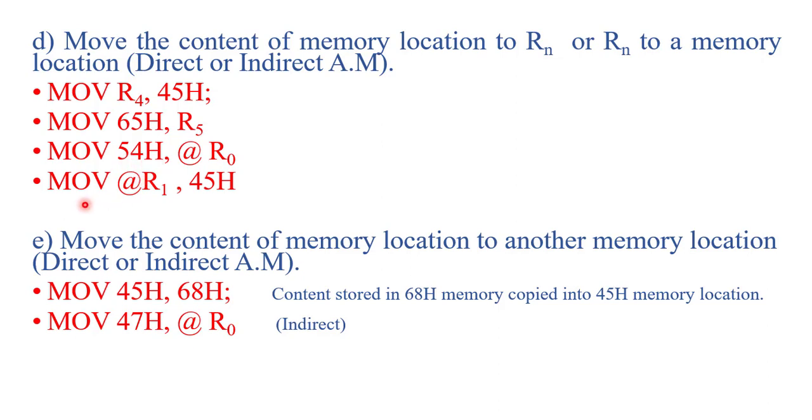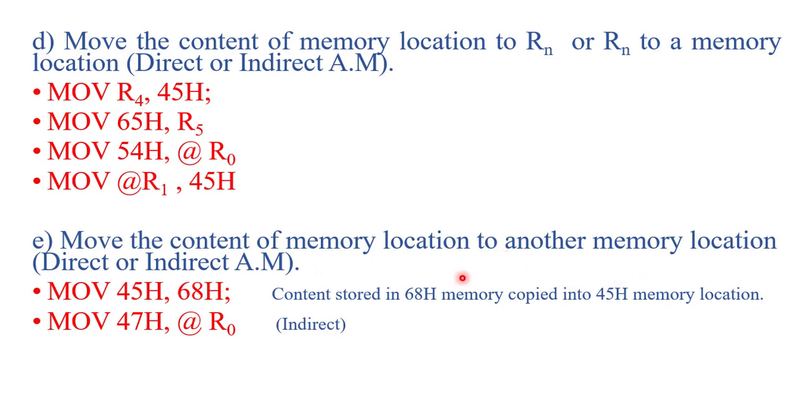Next instruction is MOV @R1, 45H. 45H is a memory location. So the content stored in the 45H memory location is moved or copied into that memory location whose address is given in the R1 register. Next is moving the content of a memory location to another memory location.